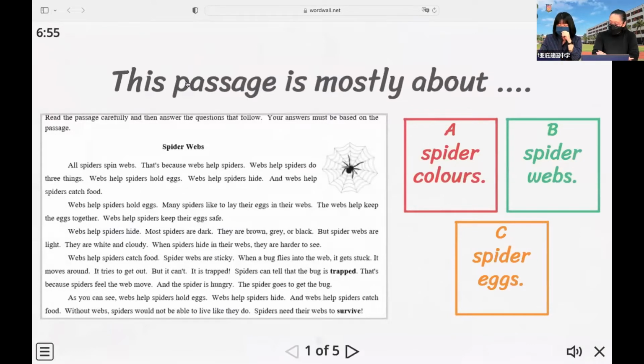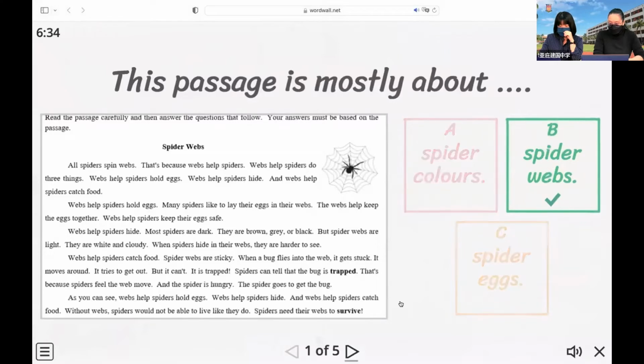This passage is mostly about... so when you look at the question first, we have to look at the title first. Can you tell me the answer? A, B? Spider web. Yes, it is pretty obvious. Everything here is about spider, but what is the specific thing? It is about spider web. Very good.